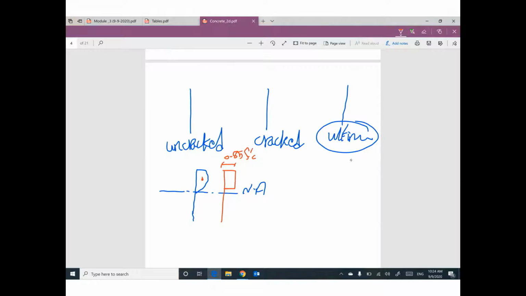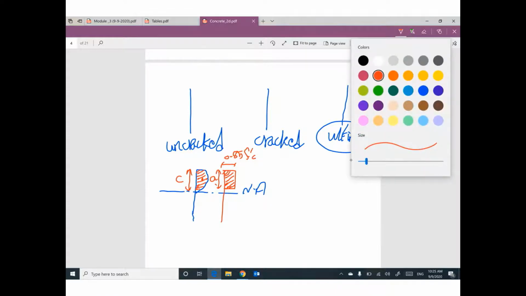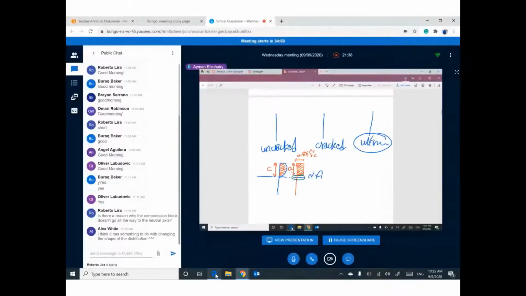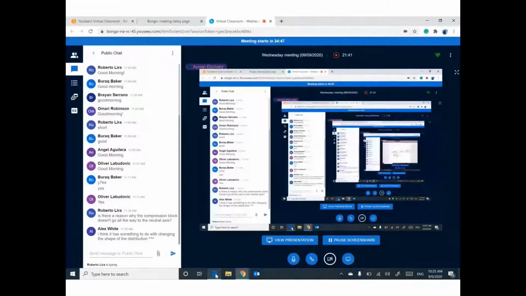To make it equivalent to this distribution of stress, we need to make it shorter, at distance A, whereas this one is at distance C. So this block as an area is equivalent to this parabola as an area. This is the main reason why we make it shorter a little bit. Okay?